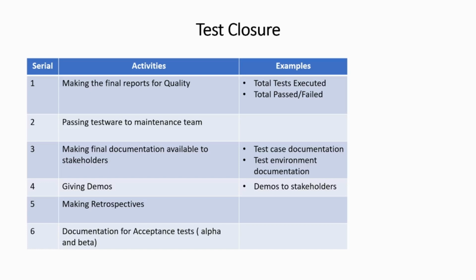Retrospectives is a meeting. In this meeting, we will see what went well, what went wrong, and what needs to be taken care of as an improvement step. And finally, we have to provide the documentation for acceptance tests. In some organizations, we have alpha test and beta test, so we have to provide the documentation for the same.